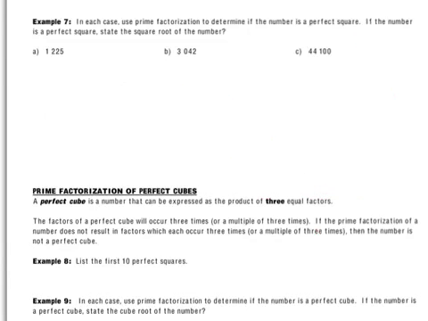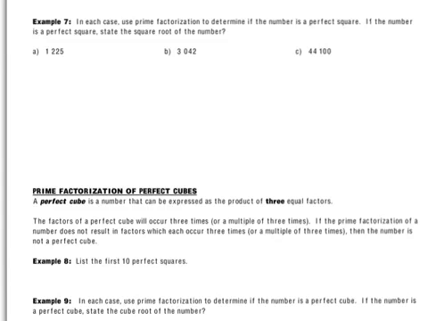Okay, moving on to example number 7. It says in each case use prime factorization to determine if the number is a perfect square. If the number is a perfect square, state the square root of the number. Okay, I'm going to let you folks do A and B, and I'm going to jump onto C over here.